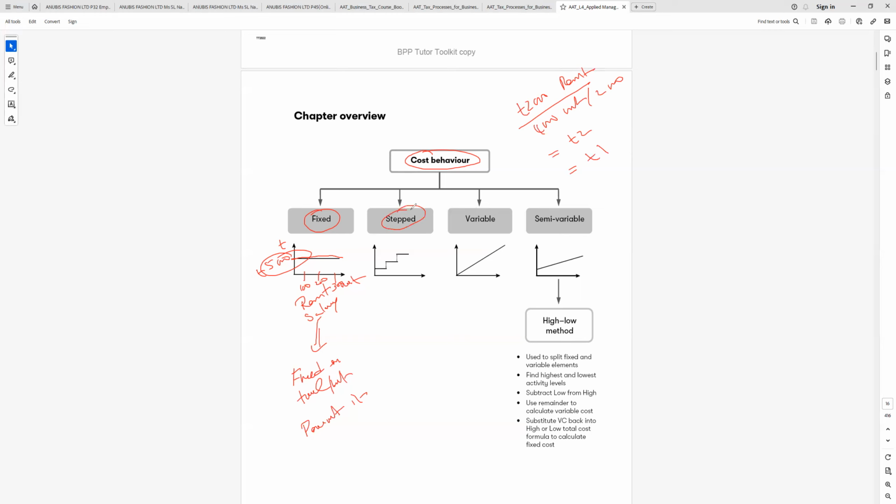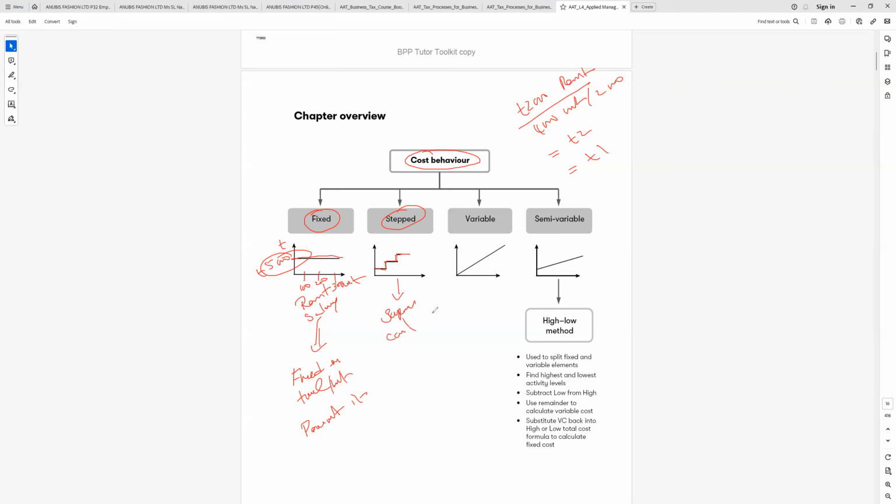Step cost is very common. Sometimes we call it where the cost fluctuates after a certain level. So the cost is fixed up to a certain level, and after that it jumps to the same amount for the next level. You can see here on the graph, it is fixed up to here, and after that it is going up again. A normal example of a fixed step cost is, for example, the supervision cost.